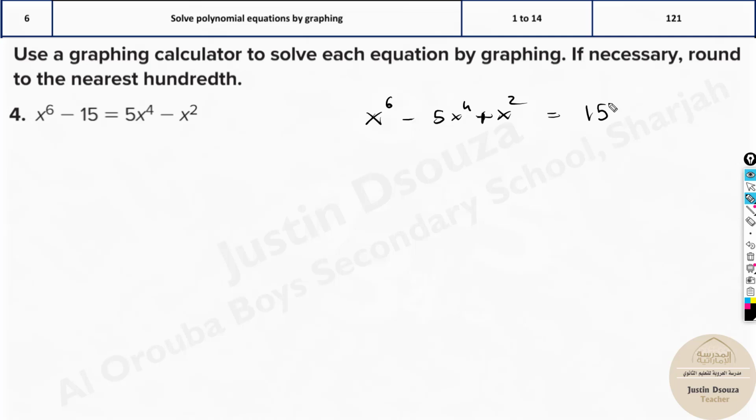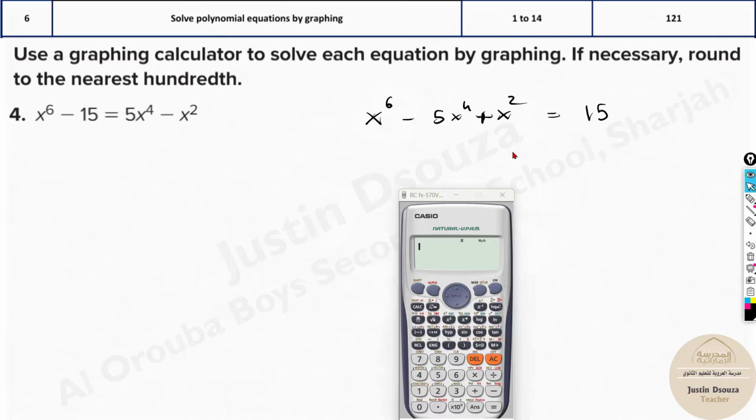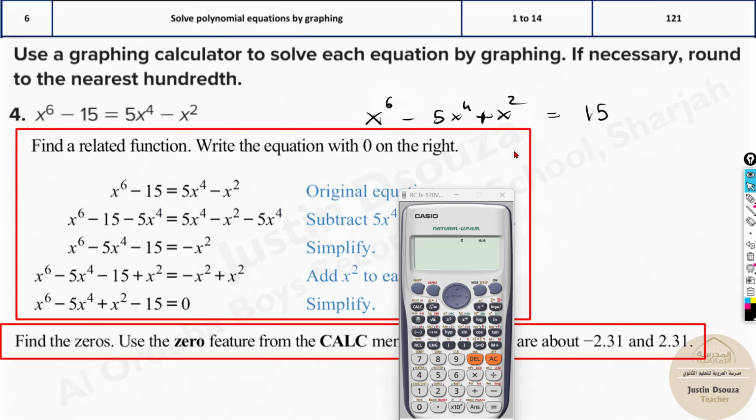Now this is basically a trial and error method. Now we need your calculator and also you need the four options here. So let's look into the options. I know the answers are minus 2.31 and 2.31. So what I do is I type this equation at the left side only. x power 6 minus 5 x power 4 and lastly we have plus x squared. Now calculate this at 2.31. What is the answer? So the problem is we have not taken all the value. It was basically 2.3106 or something.